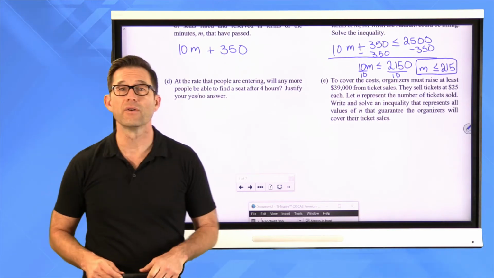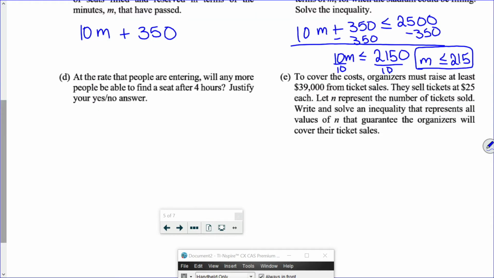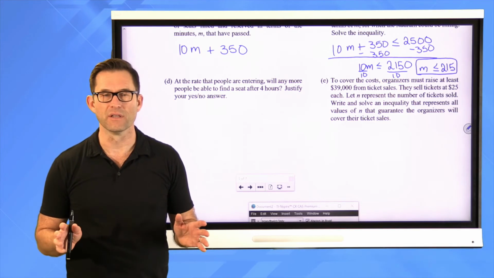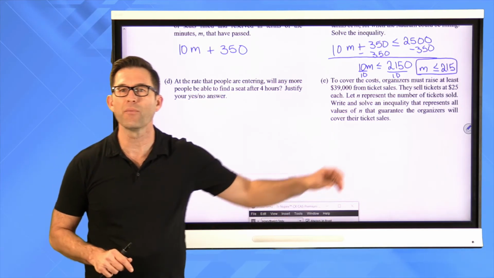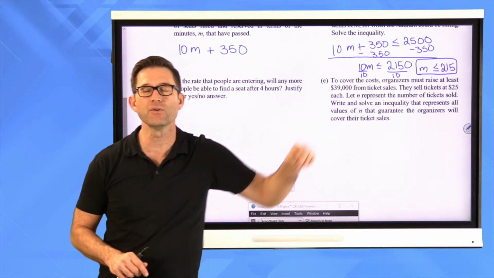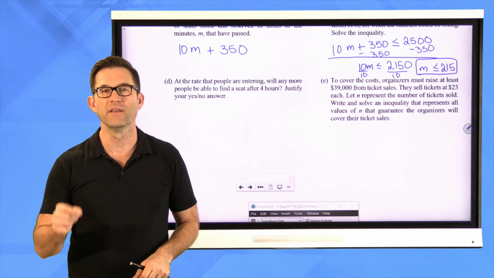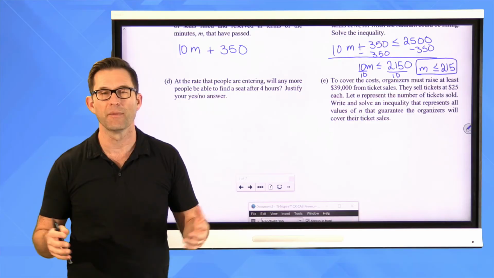Let's take a look at letter D. At the rate that people are entering, will any more people be able to find a seat after 4 hours? Justify your yes/no answer. Well, I want you to think about this a little bit. Think about the units involved in the problem. Think about what this answer tells you, and see if you can figure out after 4 hours whether or not additional people will still be coming in. Pause the video now.